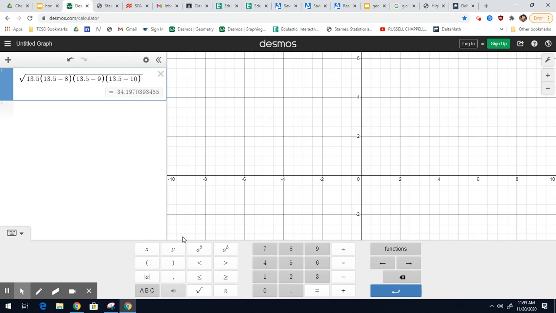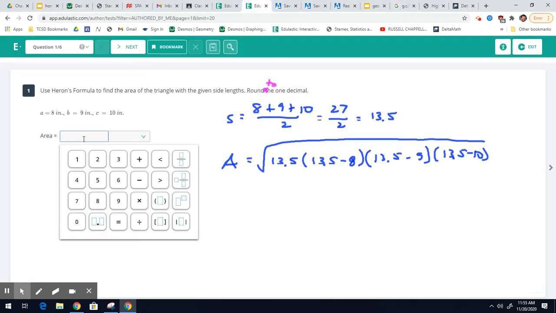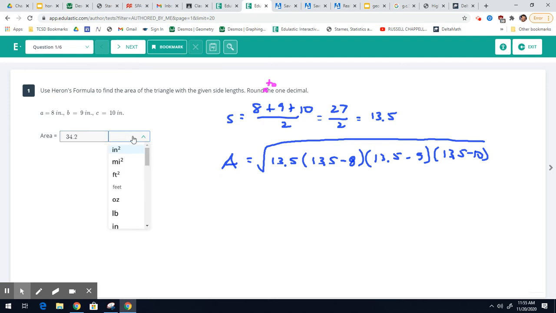It says round to one decimal, so that'd be 34.19. The 9 would make the 1 become a 2. That'd be 34.2. So my area is 34.2. And again, we need to have our units. Everything's in inches, so this is inches squared because it's area. So again, Heron's formula, easy to use. You don't have to remember it. Just be able to use it.